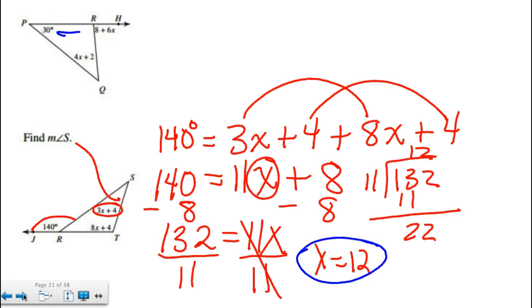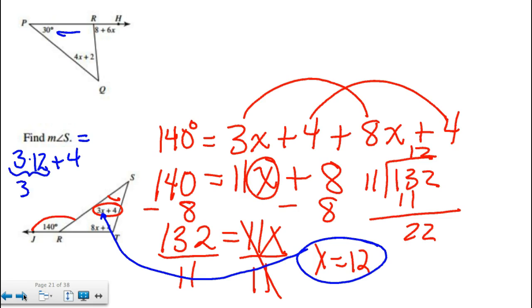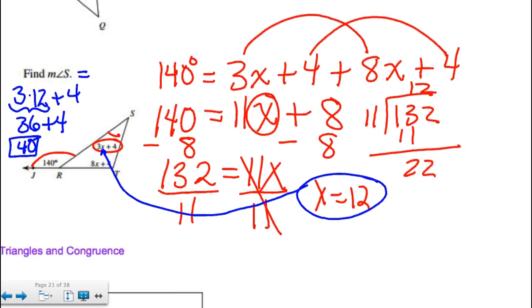I'm supposed to figure out what's the measure of angle S. So I go up here and I substitute that in, and I'd say that the measure of angle S is equal to 3 times x, which is 12, plus 4. 3 times 12 is 36. Increased by 4 is 40. And that's the answer to my question. The measure of angle S is 40.